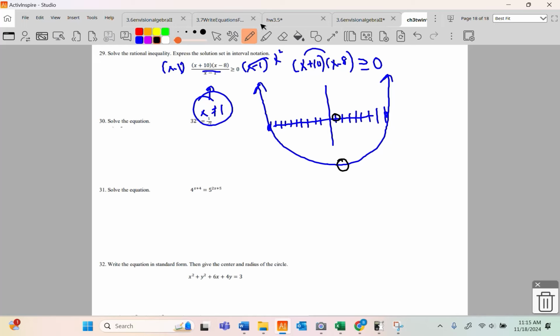Because this is the stuff that's greater than or equal to 0. So x is allowed to be less than or equal to -10. I'm using the equality symbol because I'm greater than. Or x is allowed to be greater than or equal to +8. So if I'm using interval notation, I'm -infinity to -10 bracket union with 8 to infinity. All right, easy peasy, lemon squeezy.